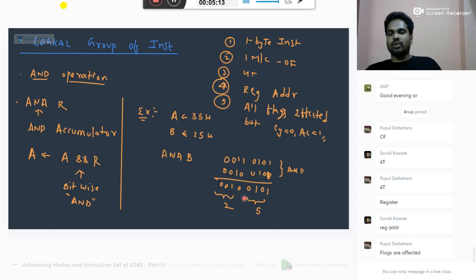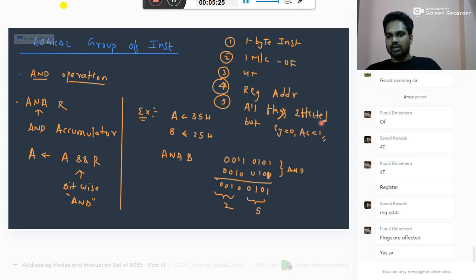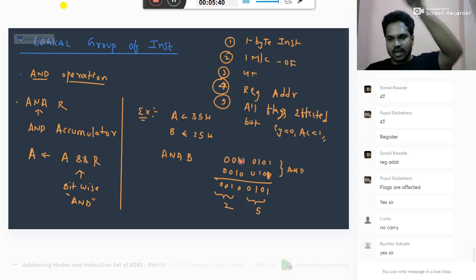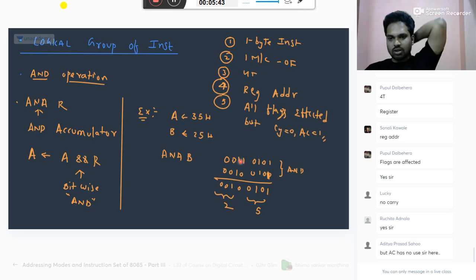There is no way to set the auxiliary carry directly. This is one way we can use to set the auxiliary carry. Whenever you perform AND operation, auxiliary carry will always be made equal to 1. Carry 0, I need not say, because AND operation will not generate any carry. You know it already. So after AND operation, carry is always equal to 0. Here there is no use, Aditya, but in any program, suppose you want to set auxiliary carry, like in BCD operations, there you may use it.